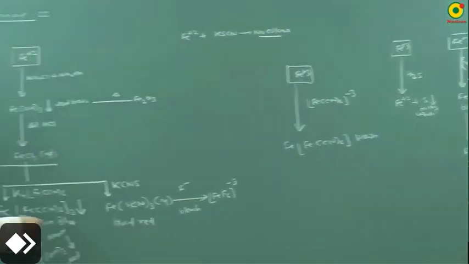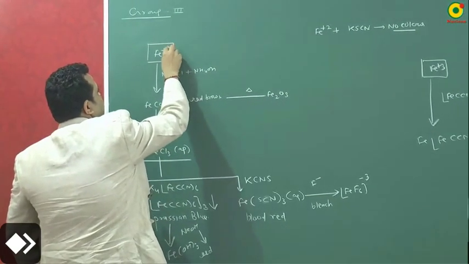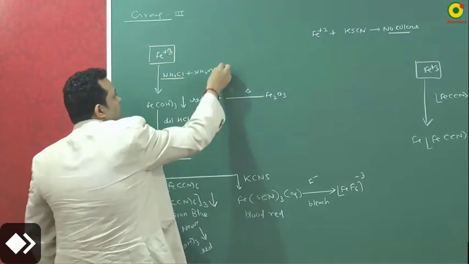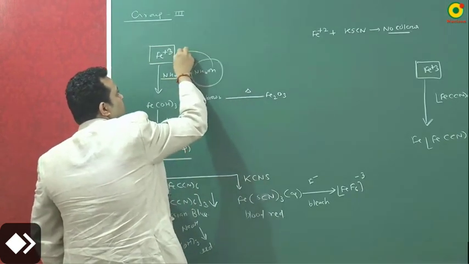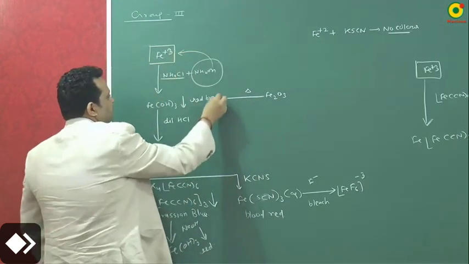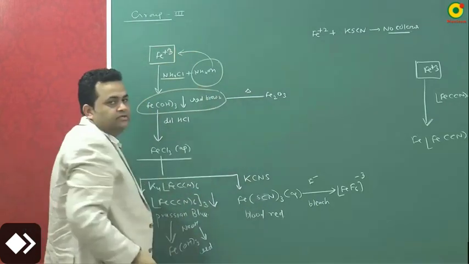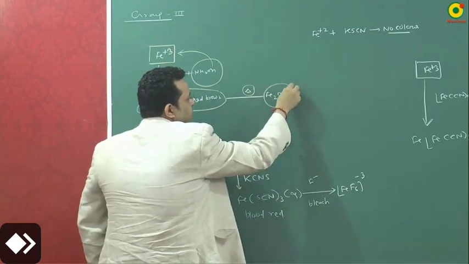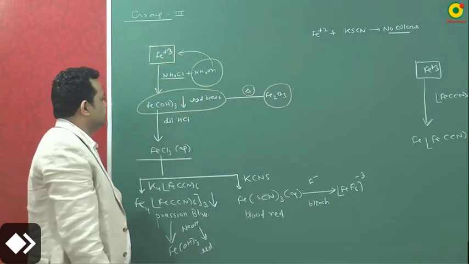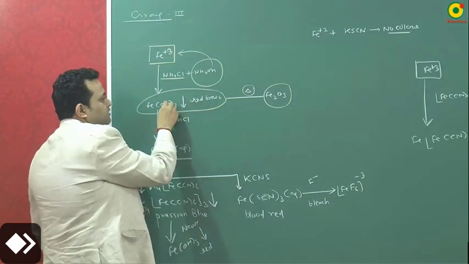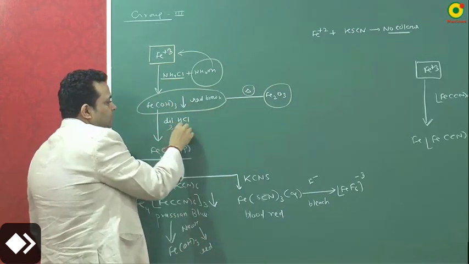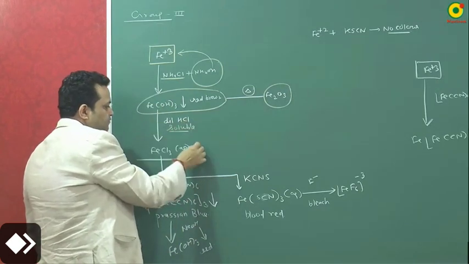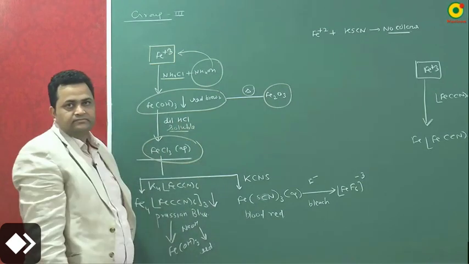Next radical is Fe+3. In Fe+3 solution, if we add NH4Cl, ammonium chloride, followed by NH4OH, OH minus will combine with Fe+3, forming a red-brown PPT of Fe(OH)3. If this red-brown PPT is heated, it forms Fe2O3, iron oxide. This red-brown precipitate of Fe(OH)3 is soluble in dilute HCl. It will combine with Cl minus ion, forming an aqueous solution of FeCl3.